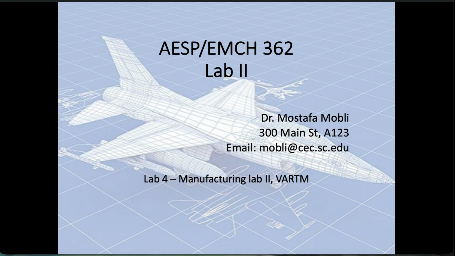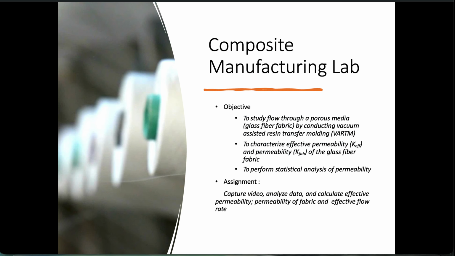Today we are going to talk about the fourth lab of the Lab 2 series, which is composite manufacturing through the VARTM method. The idea for the manufacturing lab is for you to study the flow through a porous media using glass fiber. In this lab we use glass fiber, not carbon fiber, by conducting vacuum-assisted resin transfer molding. At the end of this lab, you are going to characterize the effective permeability and fabric permeability of the glass fiber. Essentially, you are going to calculate it.